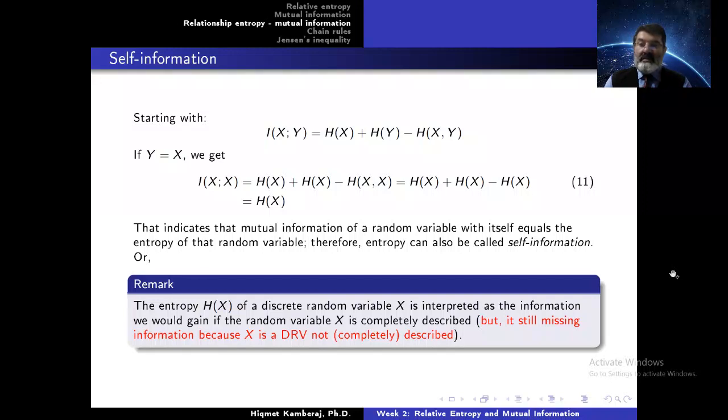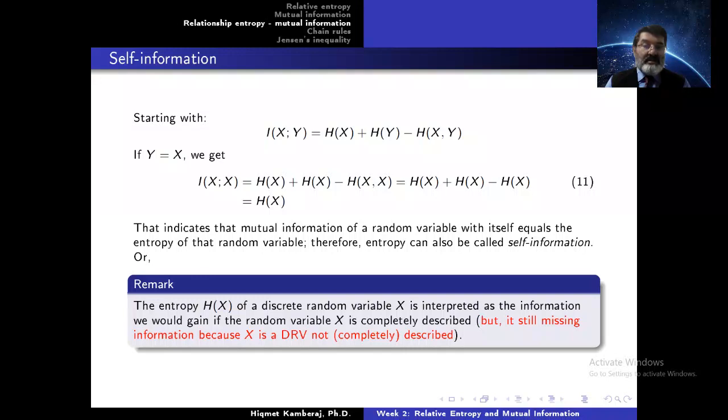Now, we can give the concept of self-information. We can start with the formula of the mutual information between x and y as H of x plus H of y minus H of x and y. Now, if we assume that y is equal to x, then we get the mutual information between x and x, and this is equal to H of x plus H of x minus H of x and x.